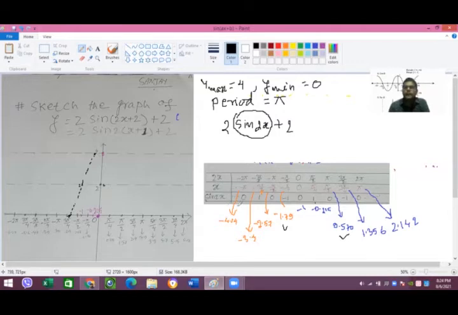After that, the curve attains the minimum value at 3 pi by 4. But in this case, because of plus 1, we have to take minus 1. So that value is 1.357. Let's check where it is. This is 1.57, but we require 1.35 or 1.36, so it should be here. That means your curve will go like this.